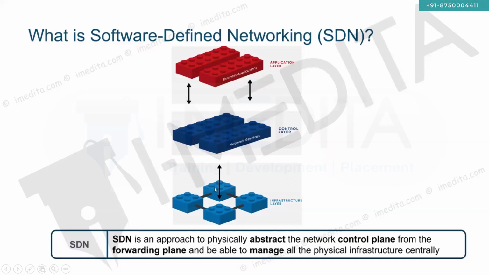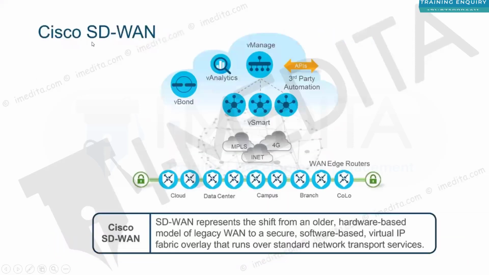Which will be responsible to manage your data. Then the control layer has been segregated, right? Then you have the application. So this is how things have been divided. Even if you look here at the Cisco SD-WAN, right?